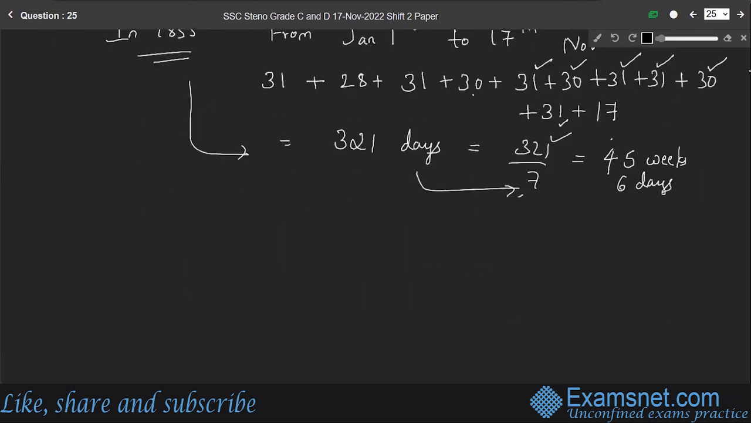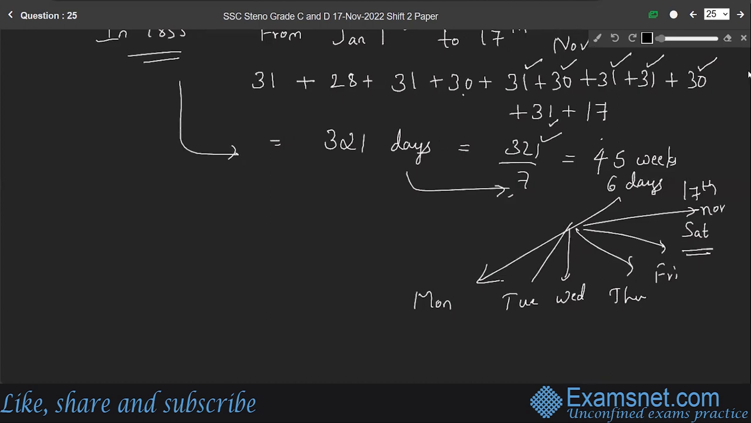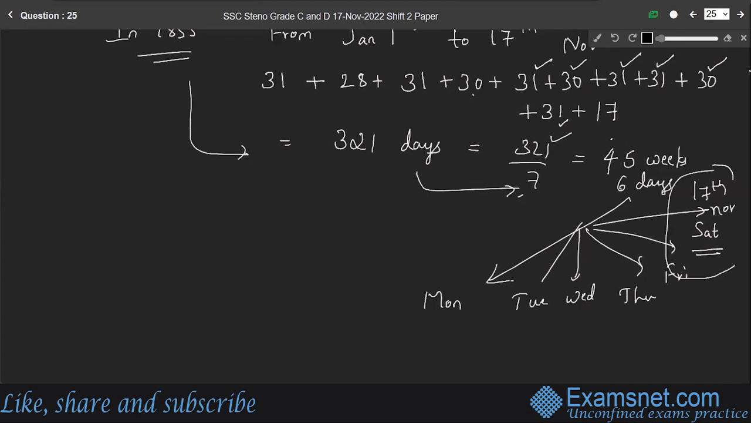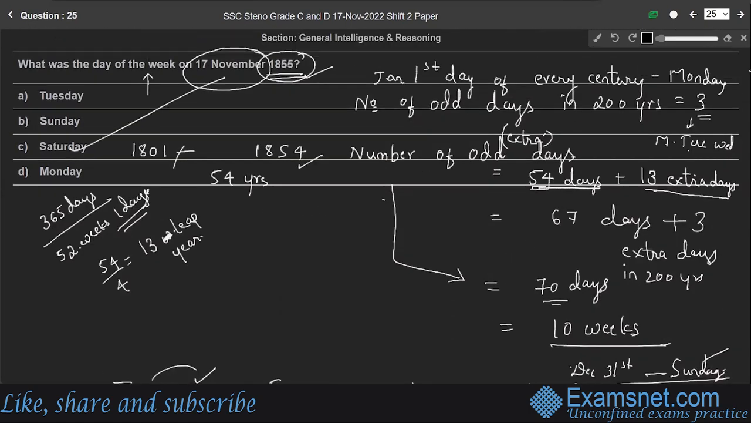So these 6 days are from Monday to Monday, Tuesday, Wednesday, Thursday, Friday, and Saturday. So the last 6th day is a Saturday, which is on 17th November. Right? So 17th November 1855 is on Saturday. Option C is the right answer.